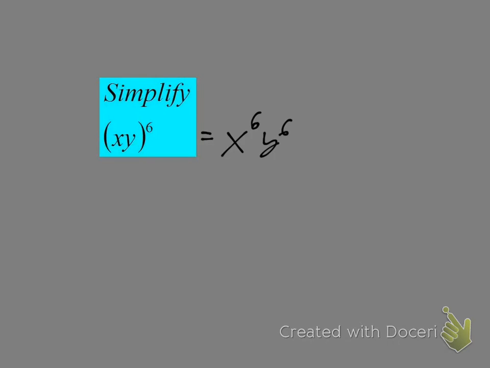X to the 6, y to the 6. Alright. Now, everything we did yesterday plus this one, we probably should have just powered through and got to this one yesterday, to be honest, but, you know, whatever. Those are the simple ones, okay?